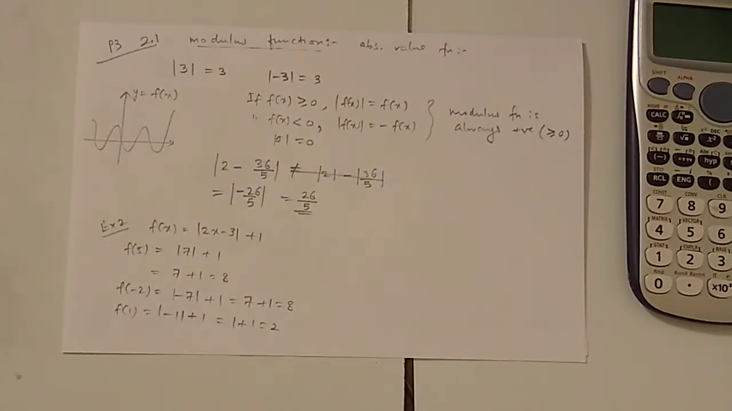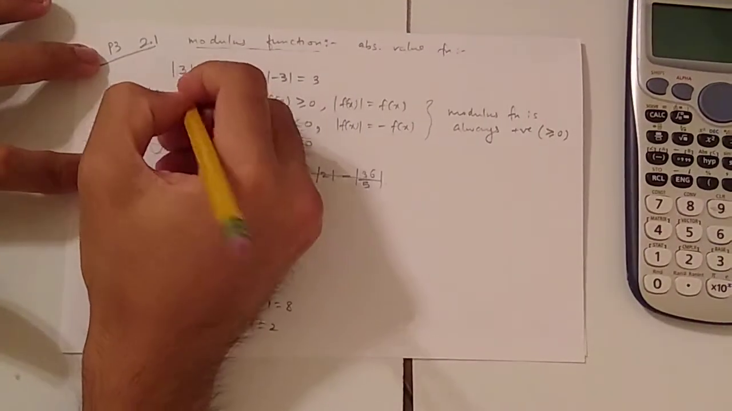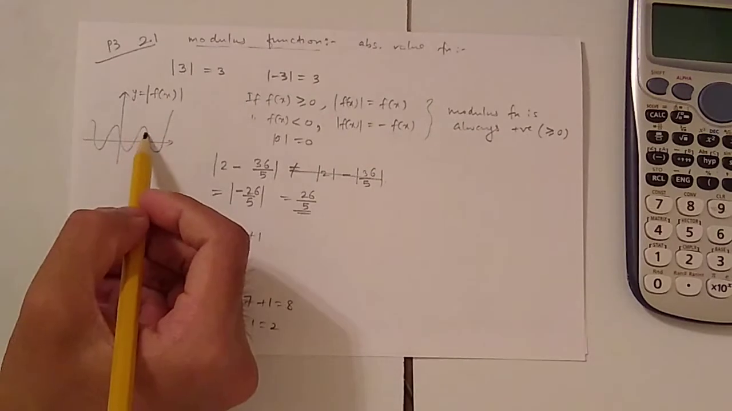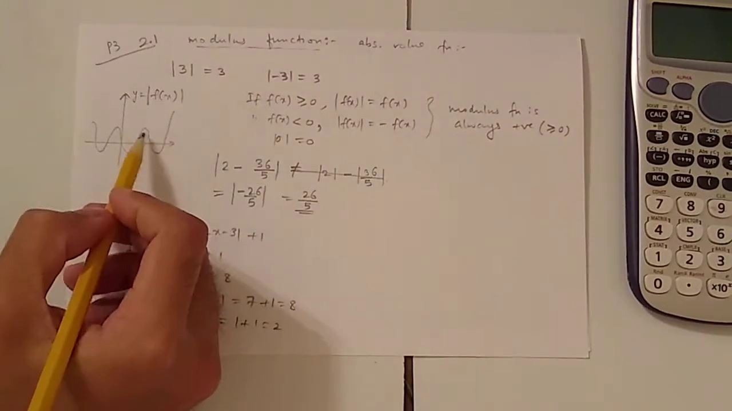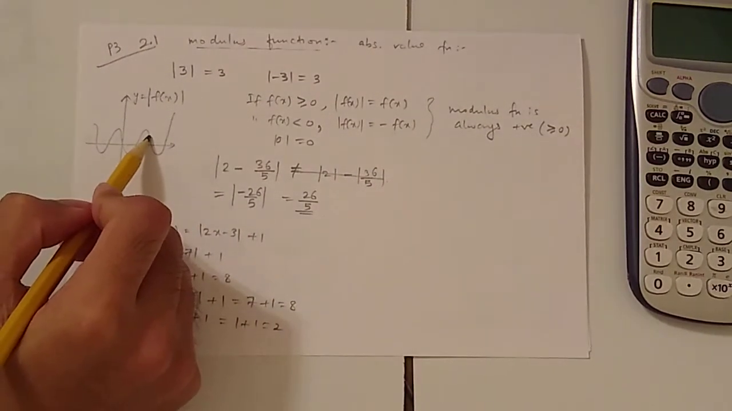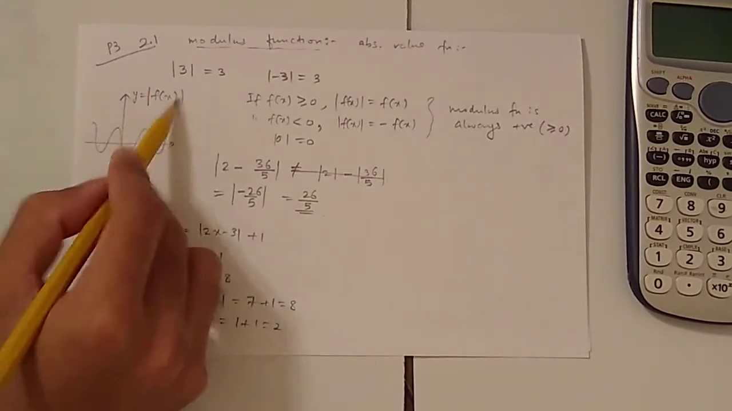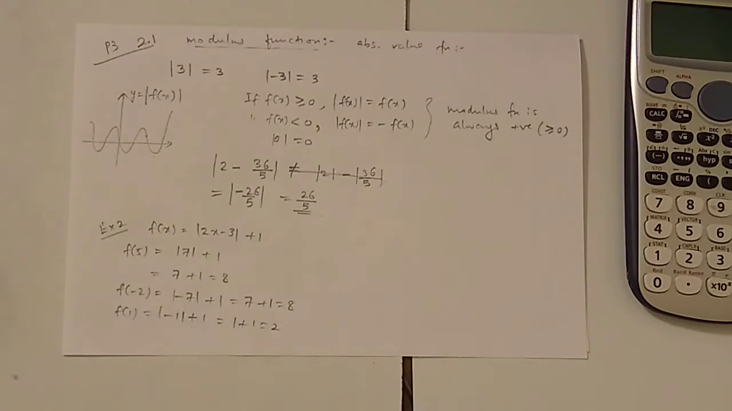If you want to draw the graph of y equals modulus of f(x), notice that whatever is positive remains positive. Whatever is above the x-axis remains above the x-axis. Modulus of f(x) does not change anything for the positive values, but whatever is negative, the modulus symbol is going to make positive. In other words, whatever is below the x-axis, those portions will reflect across the x-axis.